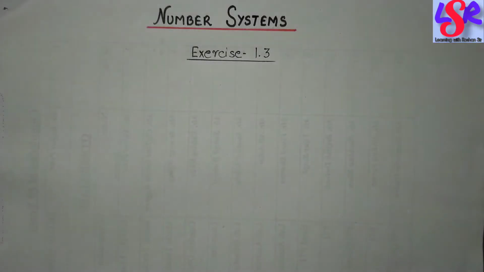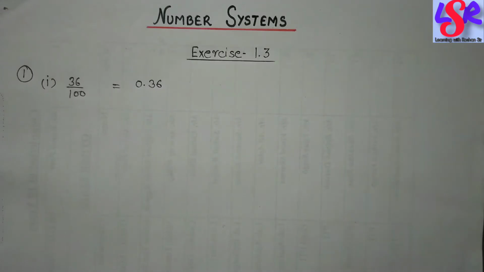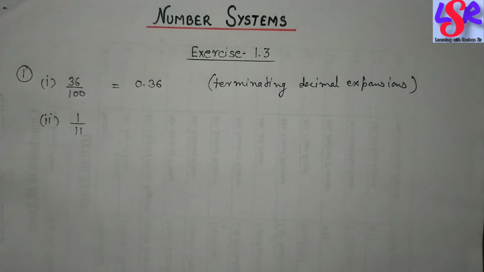Now here we start with exercise 1.3 of the chapter Number Systems. We have to start with question number 1, first part, and we'll be finding the decimal form of all of these and specifying which kind of decimal expression it is. So 36 by 100 can be written as 0.36, and as it ends over here, therefore it is a terminating decimal expansion.